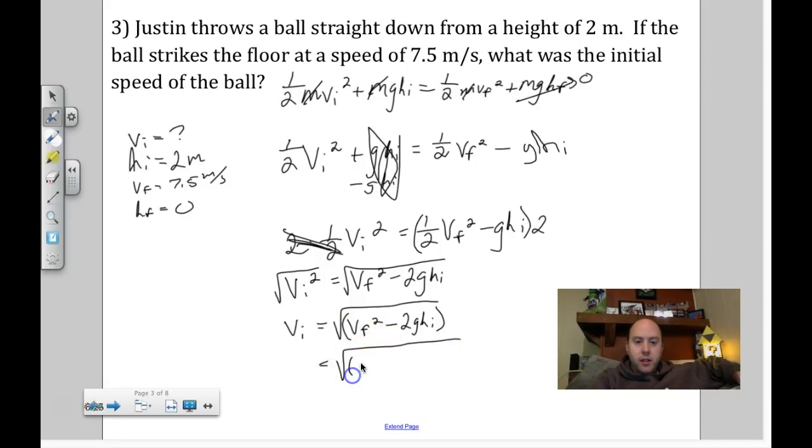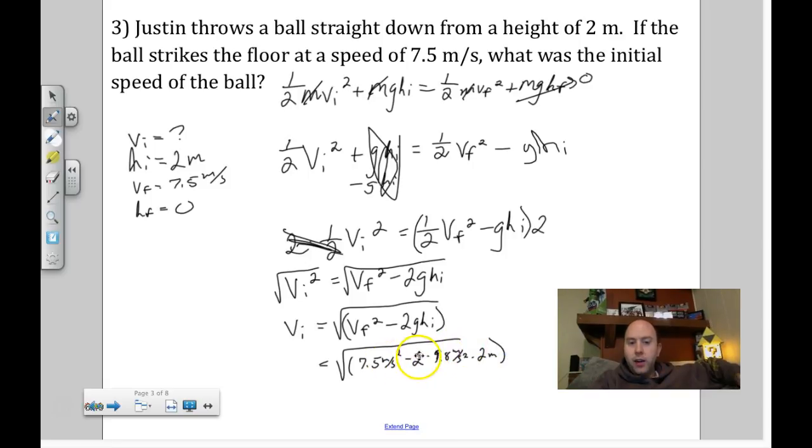Final velocity, 7.5 meters per second. Square all that. Minus 2 times 9.8 meters per second squared. That's just the units. So this squared, I actually have to square 7.5. And this would be 2 times 9.8 times the initial height, 2 meters.